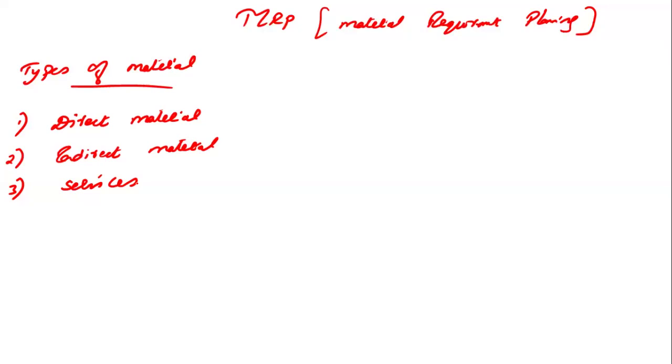Direct material are a kind of raw material which helps in manufacturing. Okay. Indirect.